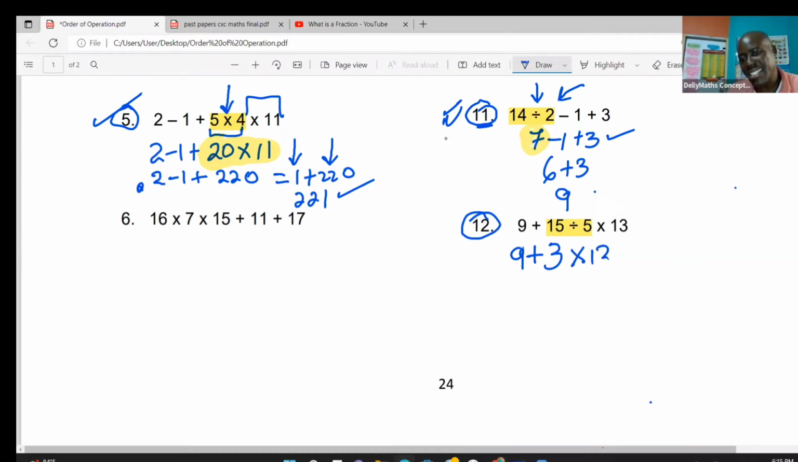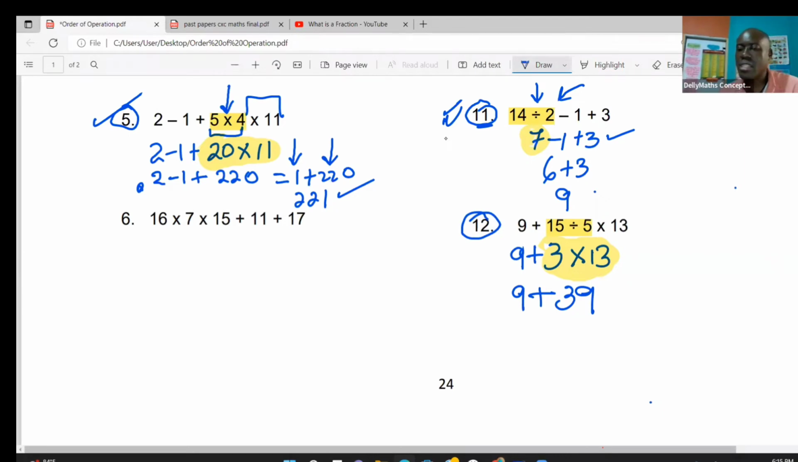multiply by 13. So the first step, you would have dealt with 15 divided by 5 and you get the 3. So again, more things to do. The order of operation is very powerful. We cannot add the 9 to the 3 because multiplication is stronger than addition. So then, you're going to write back your 9 plus, and you put your 39.